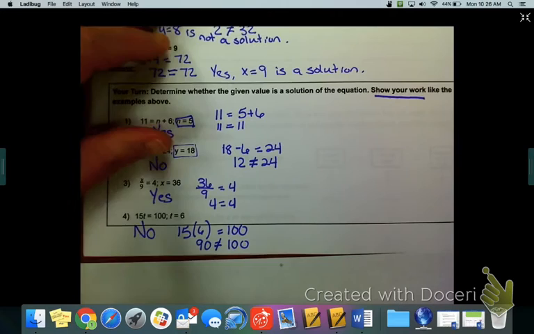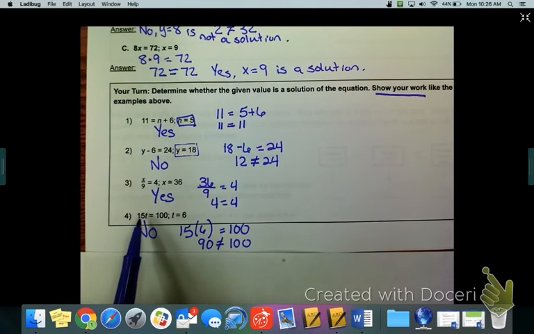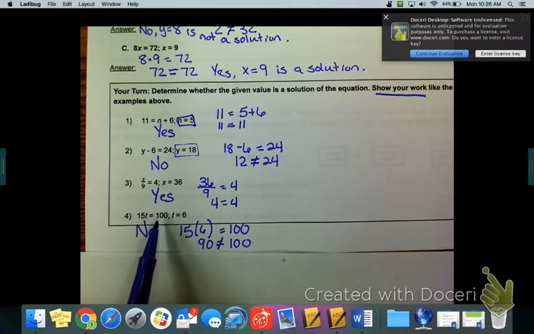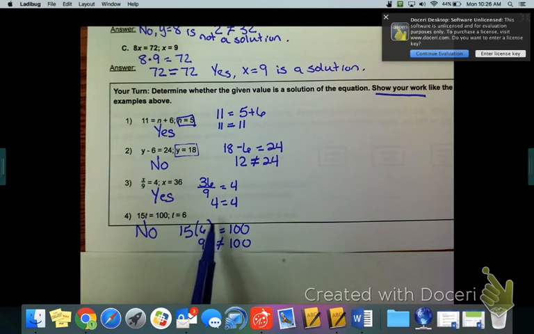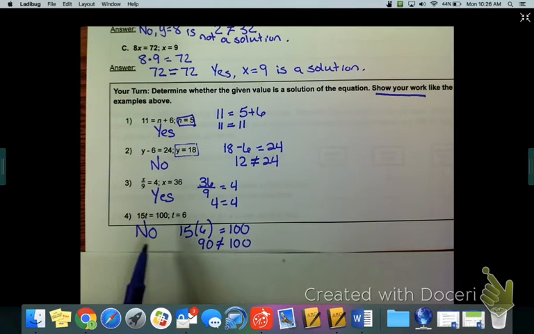And the last one, 15 times t equals 100. Again, I have to show multiplication. This time I chose to use parentheses. So I said 15 times 6 equals 100. 15 times 6 is 90, so no, it is not equal to 100. This is not a solution. T cannot be 6.